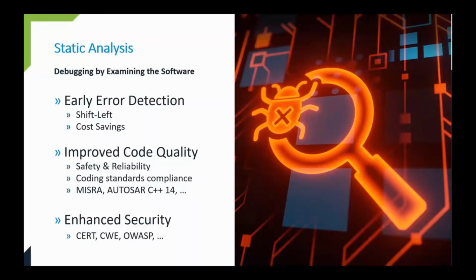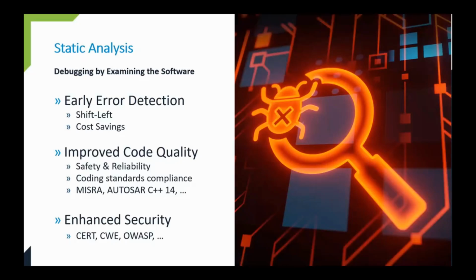Now, to put things into perspective, static analysis is primarily a method of debugging and identifying implementation issues by examining the source code without executing the program. This is done early in the development lifecycle during the implementation phase. You may have heard of the term shift left. Static analysis is a perfect example of shifting software testing to the left.